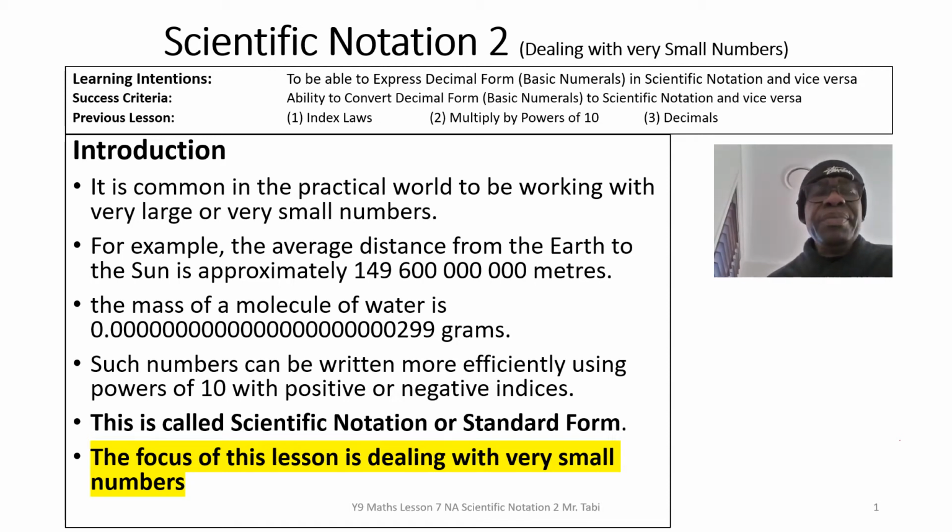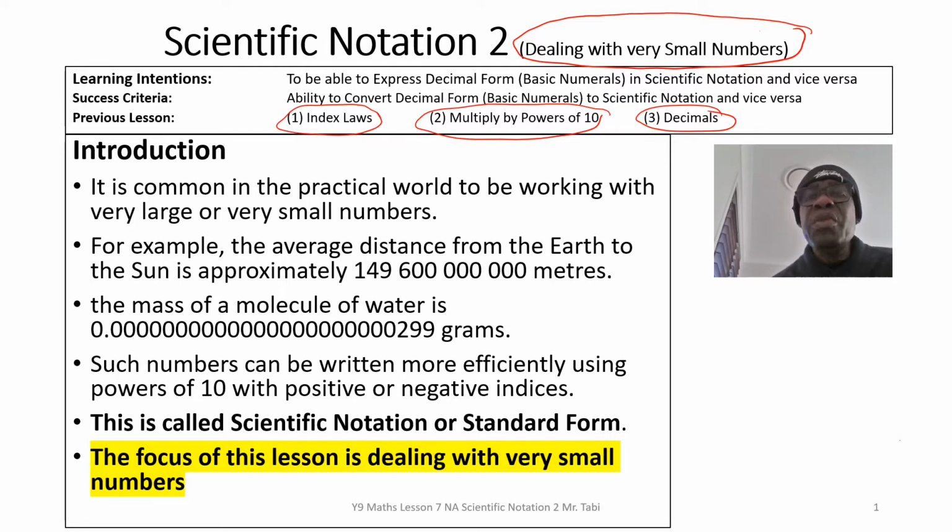Hello, Year 9. This is the second lesson on scientific notation, and today we are focusing on very small numbers. Now, as we have seen from the previous lesson, our understanding of index laws, how to multiply by powers of 10 and decimals are quite relevant in helping us understand the lesson. Our intention is to express decimal form in scientific notation and vice versa, and that will be our success criteria as well.